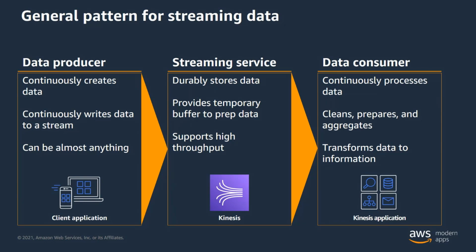The streaming service then durably stores the data once it's been received. It provides a temporary buffer to prepare the data, and it's capable of handling high throughput. The streaming service delivers the records to data consumers. The consumer continuously processes the data. In many cases, this means cleaning, preparing, and aggregating the records, transforming the raw data into information.